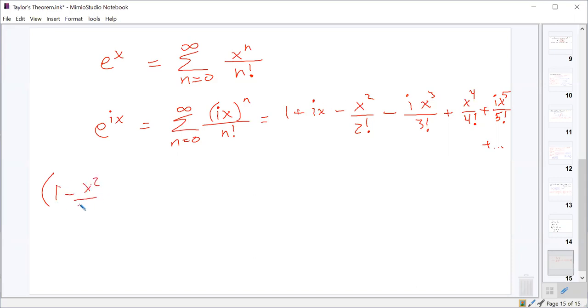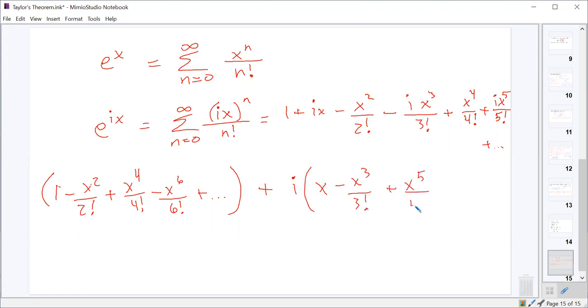So we got 1 minus x squared over 2 factorial plus x to the fourth over 4 factorial minus x to the sixth over 6 factorial, and so on. And I'm going to add to that i x minus i x cubed plus i x to the fifth. Well, what do they all have in common? They all have an i in common, don't they? So I'm going to factor that i out. i times x minus x cubed over 3 factorial plus x to the fifth over 5 factorial minus x to the seventh over 7 factorial plus x to the ninth over 9 factorial, and so on. Everybody agree with that?